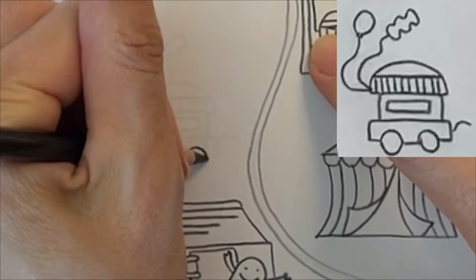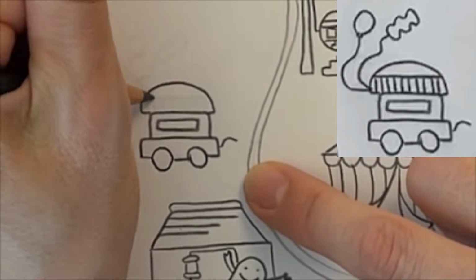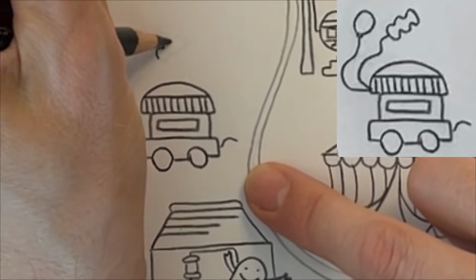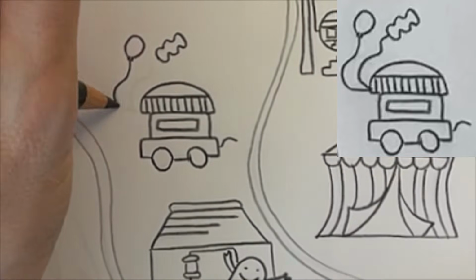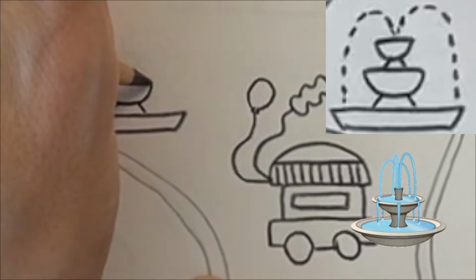Above this, I'm adding a food cart. See how I'm drawing a couple balloons tied to the food cart? Over here, I'm adding a classic multi-level fountain.